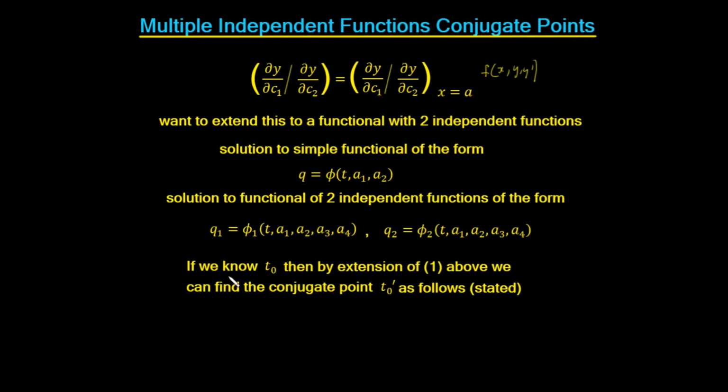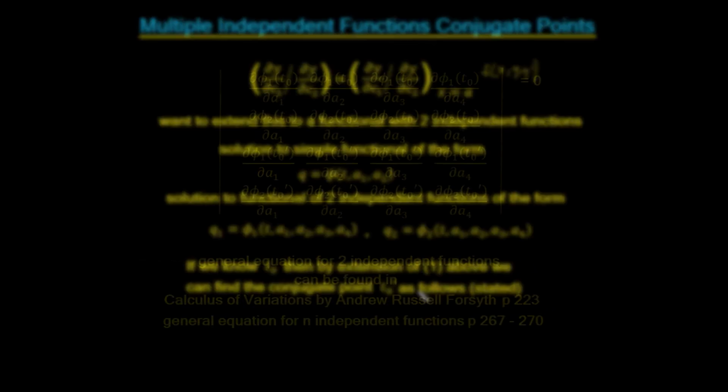Then if we know the value t0, then we can extend this solution method that we have above, such that we can find the conjugate points. If we call the conjugate points t0 dash, we're going to do that as follows. Now this is just going to be stated, we're not going to prove this.